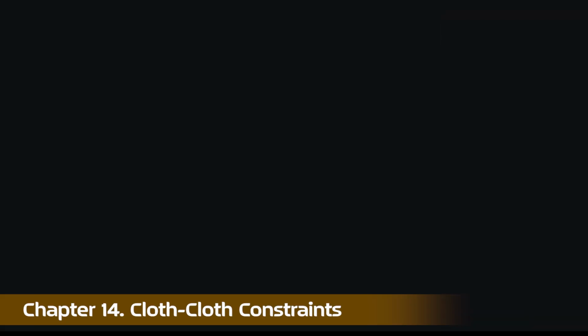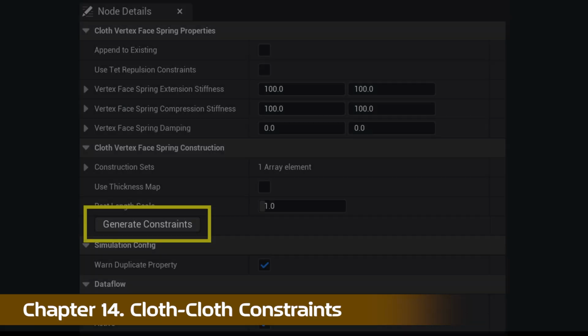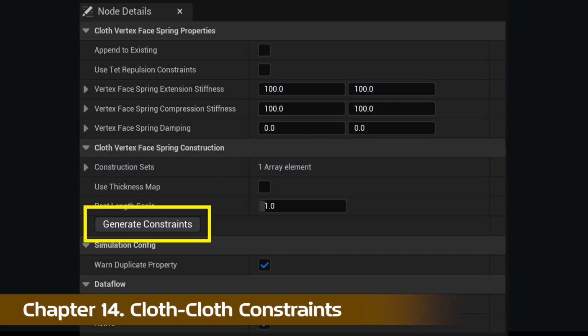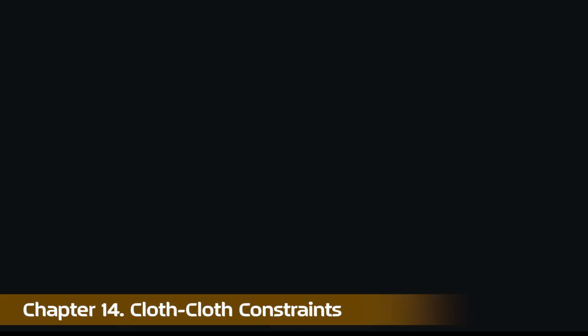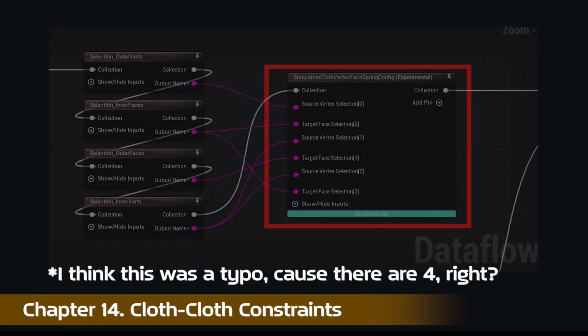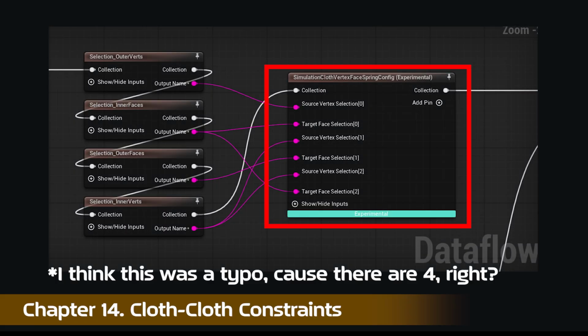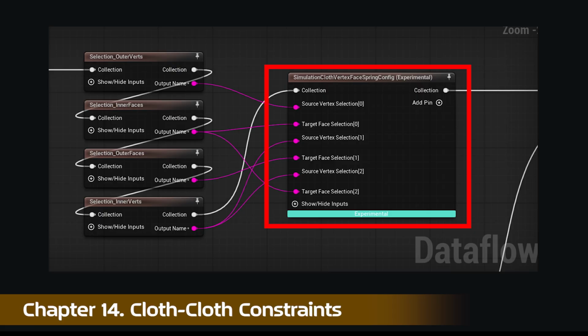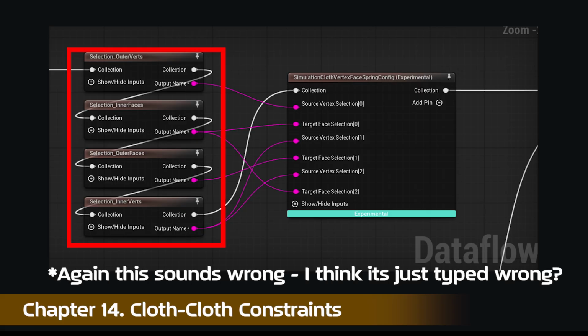With the selections connected and settings in the node details adjusted, the step to create the actual springs is pressing the Generate Constraints button. The example of the dress above uses 3 sets of selections using the Simulate Cloth Vertex Face spring config node. All right, so it's using vertex face instead of vertex spring. Fine. The selections are outer verts, inner faces, outer faces, inner verts, inner faces.